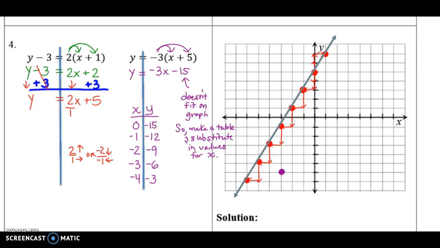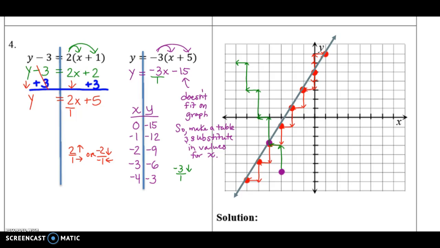Well, negative 3, negative 6 fits on my graph, so I'm going to graph negative 3, negative 6, left 3 and down 6. Negative 4 and negative 3 also fit on my graph. So I go left 4 and down 3. So I'm following the pattern. It goes up 3 and left 1, up 3 and left 1. And I'm going to plot the remainder of the points.